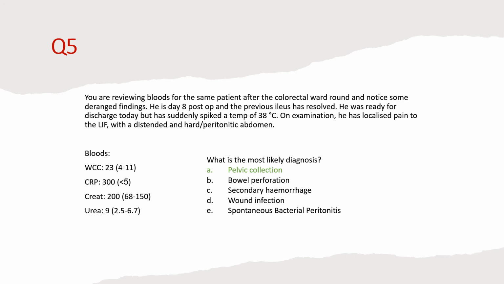Wound infection as well, it wouldn't present this way just because the question would tell you that there's a localized infection, and with a wound infection, as with the previous question, in most cases there's mild leukocytosis where the white cells would be around 14, 15, nothing as high as 23. And spontaneous bacterial peritonitis, in this case, because she had an operation, it wouldn't really be spontaneous, so it has to be a pelvic collection.